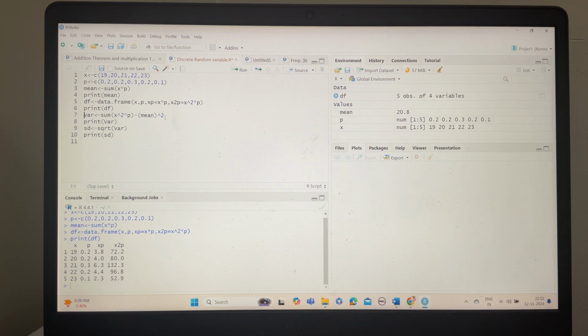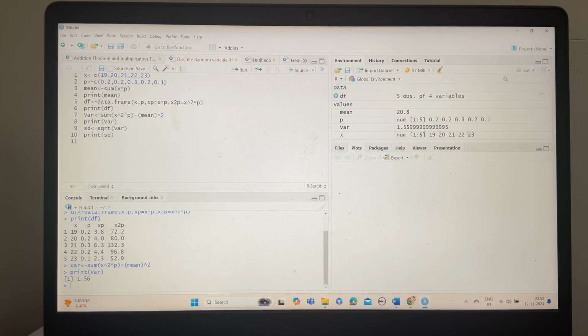And then for the variance, what is the formula? Sigma x square p minus mean square. Let us now execute this. The value of the variance is 1.5599 something. When I print variance, I can see in the console it is rounded to 1.56. For example, if you want to see this up to 4 decimal points, you can round the variance to 4 digits. And then the standard deviation is the square root of the variance. You can see in the console that SD is given by 1.249.